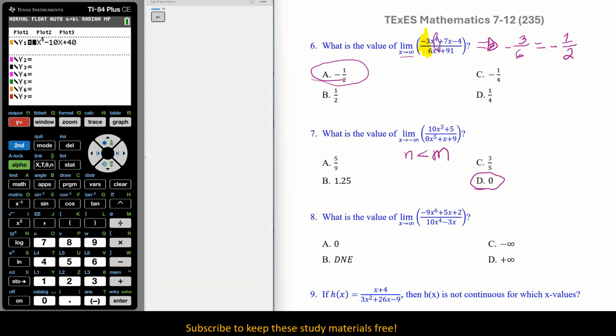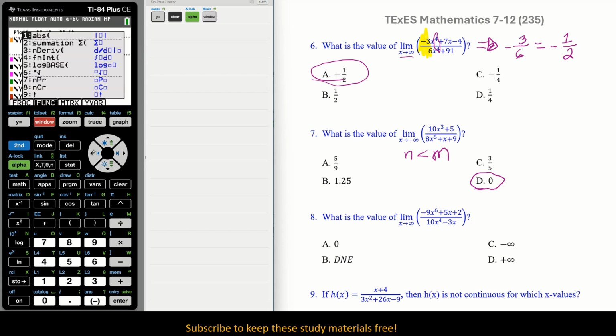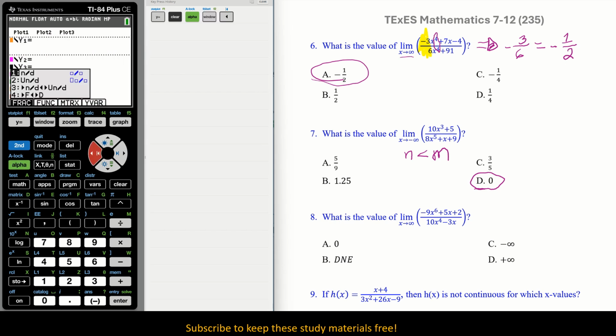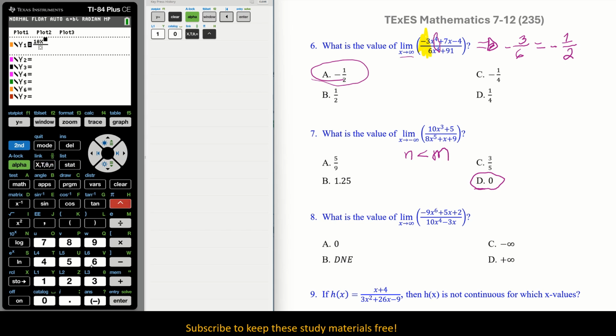So let's go back to our y equals, clear this out. You remember how to put in a fraction? Alpha, alpha, there it is, window, an arrow over. We want number 1, it's highlighted. Okay, now let's just put all that in. 10x to the third, arrow over, plus 5. Now arrow down, and we have 8x to the fifth, okay? And we arrow over, plus x, plus 9. Okay, double check my numbers, make sure that they're correct. Okay, now let's graph it.